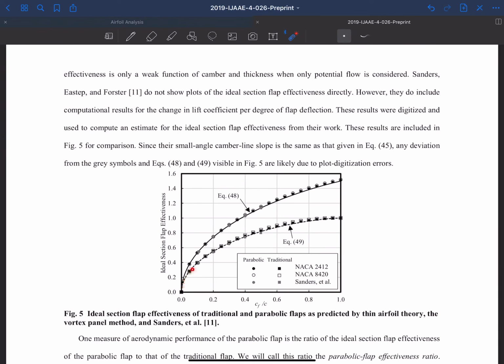Now we've got the closed form solution for the traditional flap, and here we have the closed form solution for the parabolic flap. On top of that, we've put solutions from a vortex panel code for the 2412 and the 8420. This was to look at how thickness changes it. Thin airfoil theory assumes an infinitely thin airfoil, so that's what the line represents. Then we're showing vortex panel solutions as we increase thickness from 12% to 20%. And then we're also looking at camber.